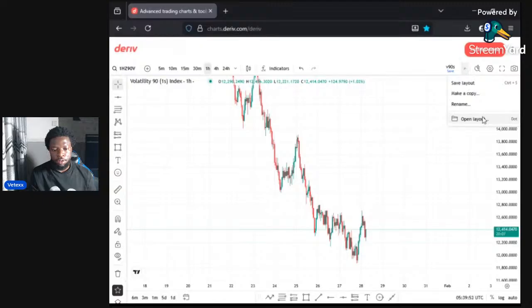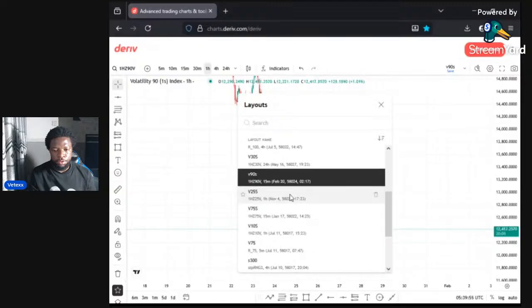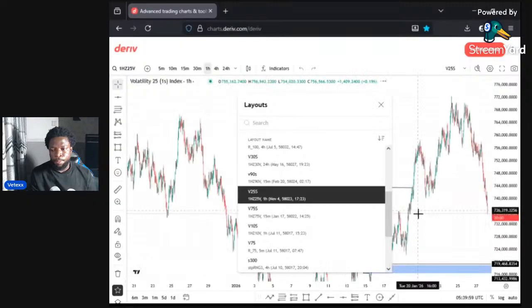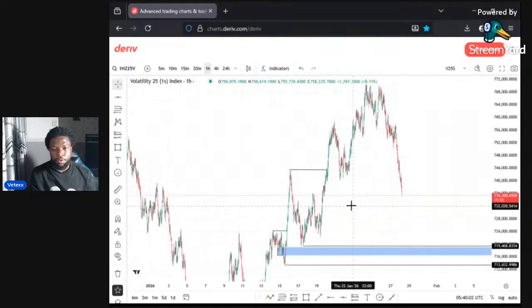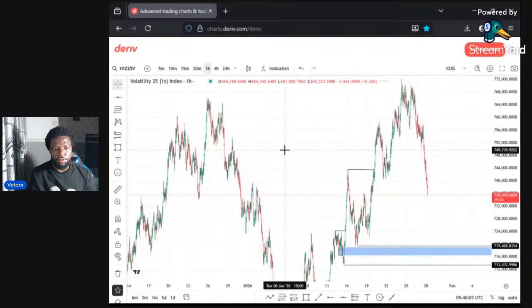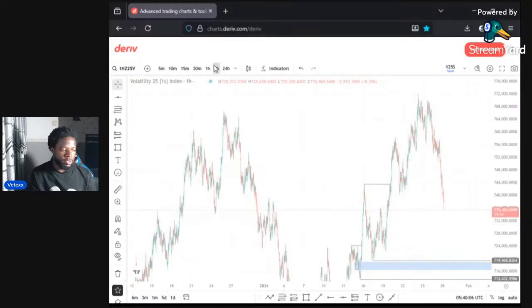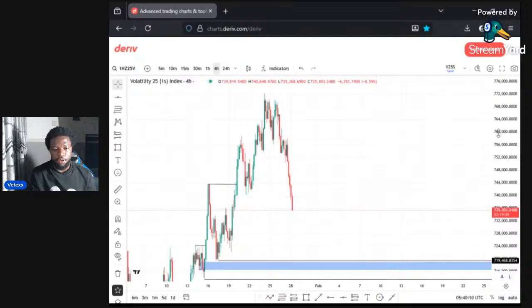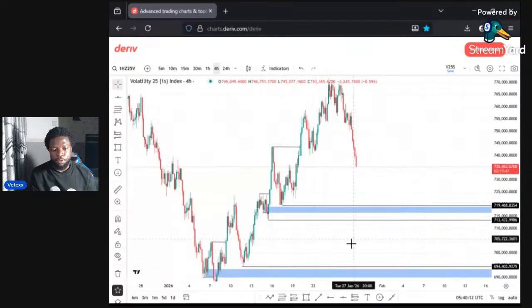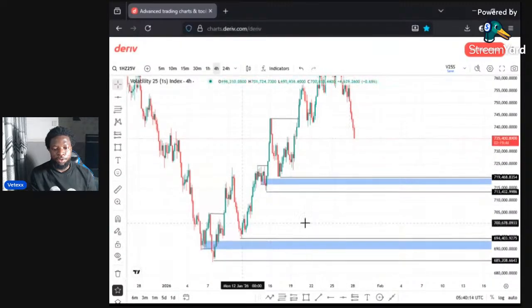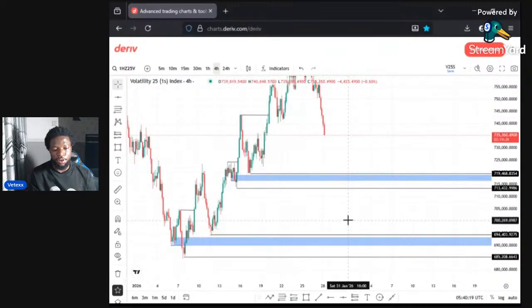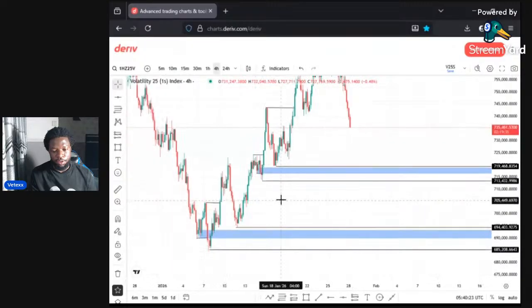Let's quickly check the next one, which is V25 1S. So V25 1S is trying to do what you have been anticipating for days. So this is it. I love this. First of all, we have a 4-hour point of interest somewhere around here, because the trend is very, very bullish.